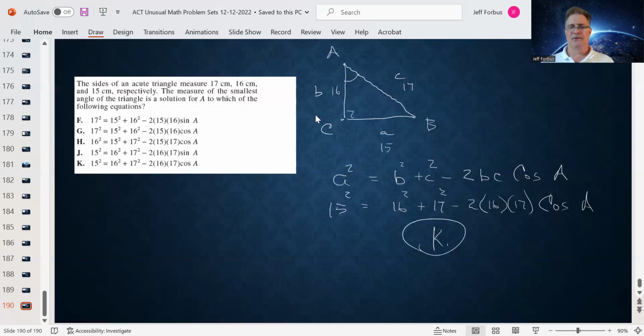Make sure you're familiar with the law of cosines, and also make sure you're familiar with the law of sines. Most of the time on the test, they put both of those within the question as a note. But it's best that you memorize them so that you can put them to use.